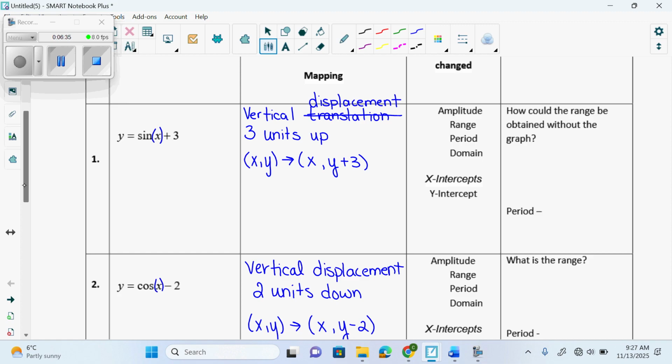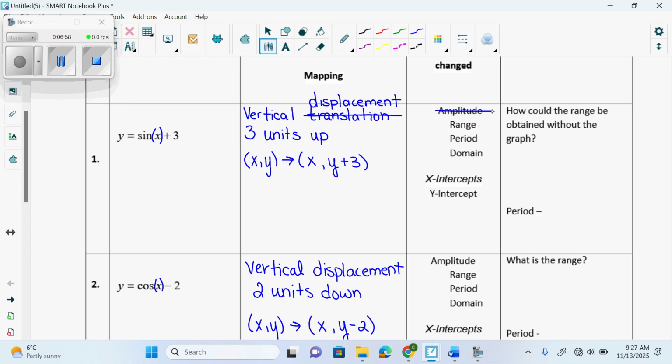I can move it up or down, and it's not going to change my amplitude, because amplitude is half the vertical displacement, technically half of the distance, vertical distance. My brain stopped. Okay, not displacement. All right, so amplitude is based off the vertical stretch. Will the amplitude change in this one? There is no vertical stretch, so that doesn't change.